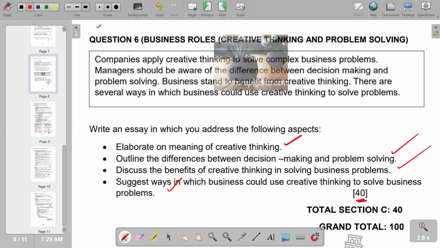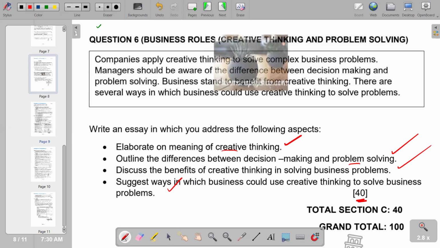Remember, the best way to come up with the introduction is to define any key terms that you see in the question. According to our question, you'll see that we have creative thinking. We also have problem solving. These are some of the terms that you can opt to define or describe in the introduction.